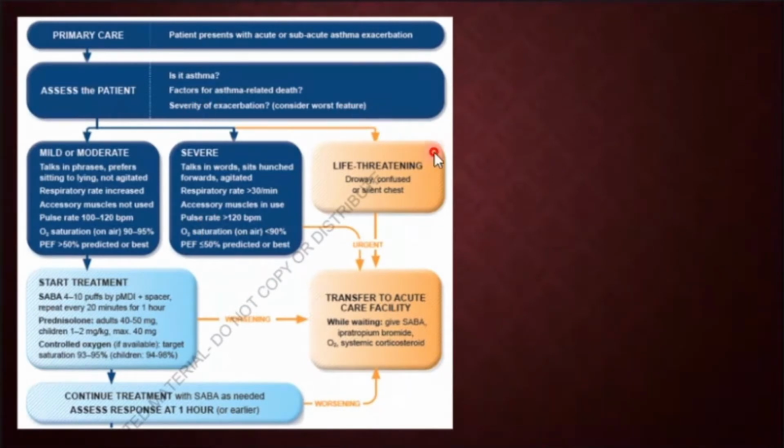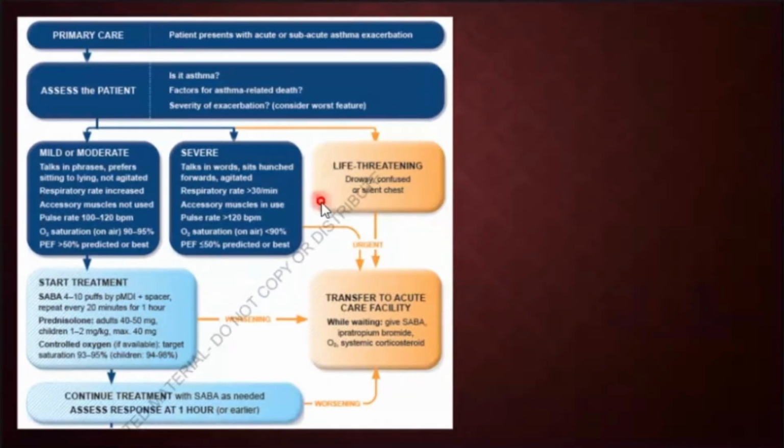And life-threatening symptoms are where the patient is drowsy, confused, or on examination you get what is known as the silent chest. In a patient with acute exacerbation of asthma, the presence of a silent chest is an ominous sign. It is not a good sign. It doesn't mean that the patient does not have wheeze. It means that the patient's respiratory muscles have gone into so much fatigue that they're not able to inhale enough oxygen. If there's not enough air moving in and out of the lungs, there won't be any air to produce the wheeze.